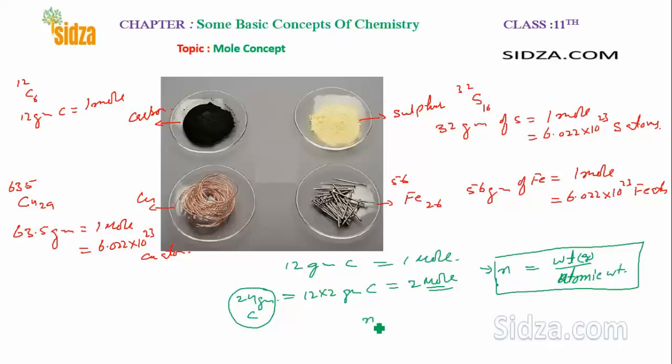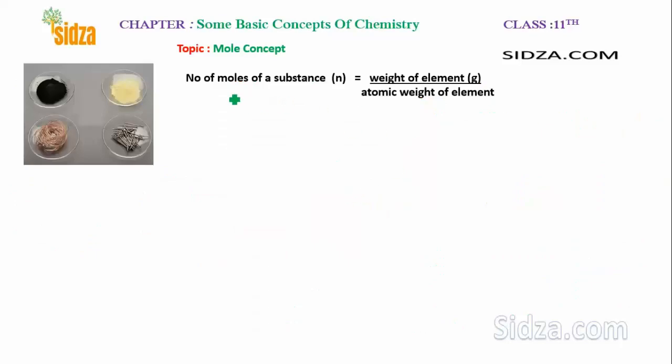So the weight is 24, and you want to calculate n, the number of moles. In 24 grams of carbon, n will be equal to the weight of the substance, which here is 24 grams, divided by the atomic mass of carbon, that is 12, which is 2. Hence in 24 grams of carbon you get 2 moles of carbon. So the number of moles of any element will be equal to the weight of the element divided by the atomic weight of the element.